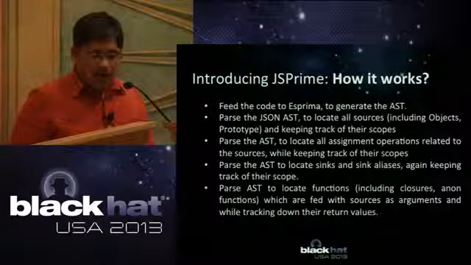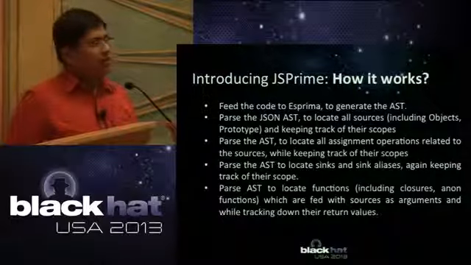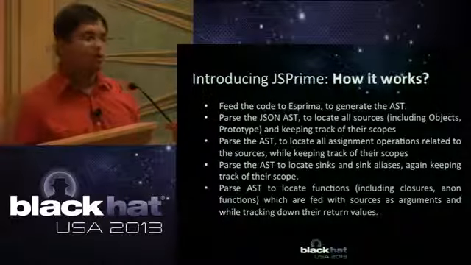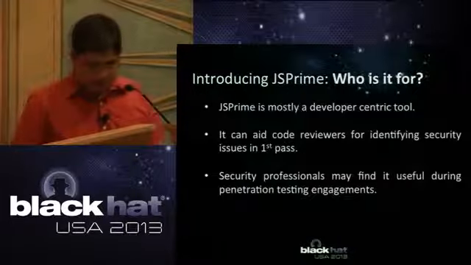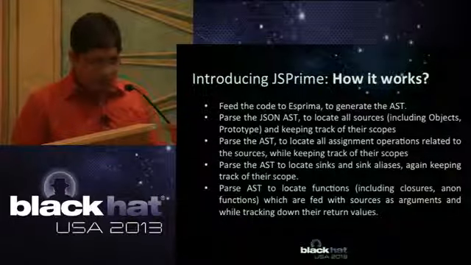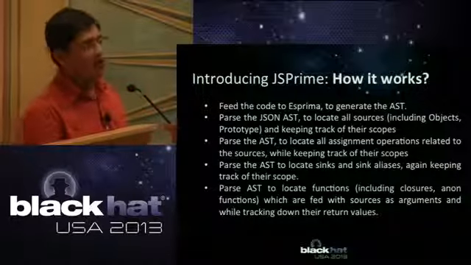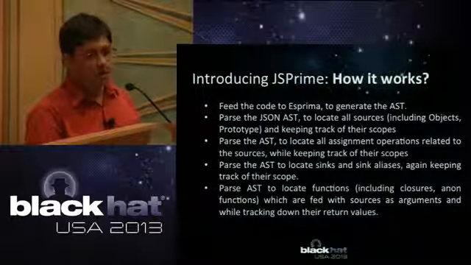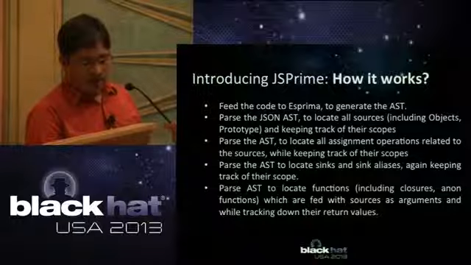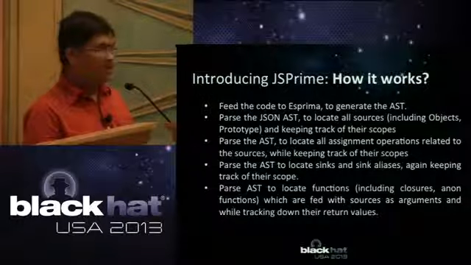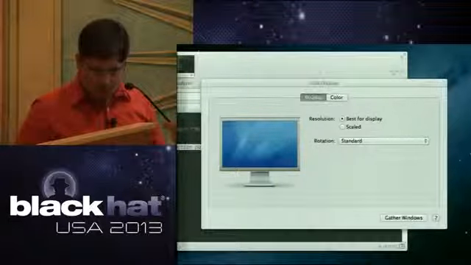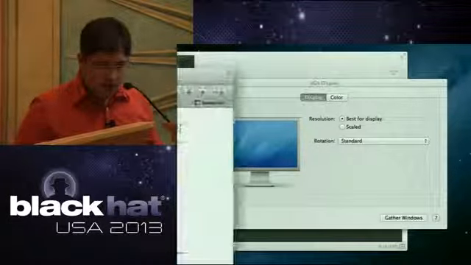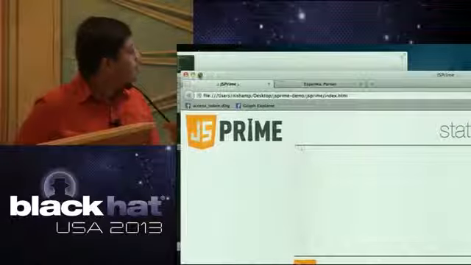So before I go ahead and give you a demo of the tool, I just wanted to briefly run you through and give you an overall idea about how this works. As I said, we are using the open source JavaScript parser called Esprima to generate the AST, or abstract syntax tree. Now I'll go ahead and give you a demo of what the Esprima AST looks like.